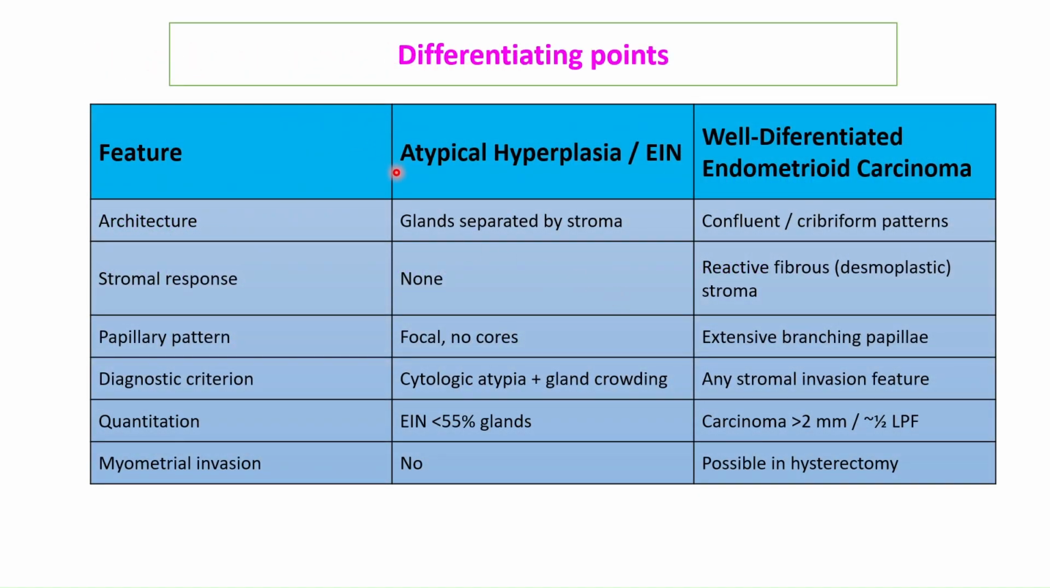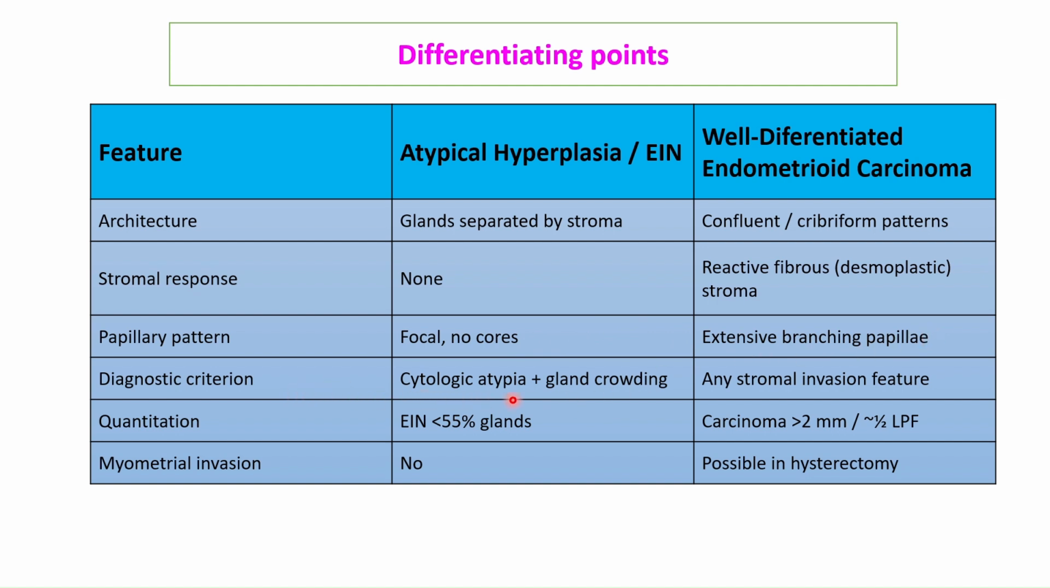So these are the differentiating points to differentiate atypical hyperplasia or EIN from well differentiated endometrioid carcinoma. So these are the features like architecture, in which there is stroma in between the glands. Here there is confluent or merging glands or cribriform pattern. Stromal response none, and here there is desmoplastic stroma. Papillary pattern focal or no cores, while here extensive branching papillae.